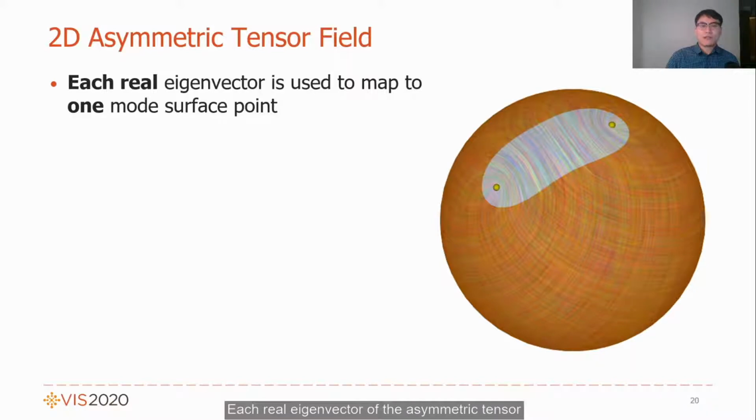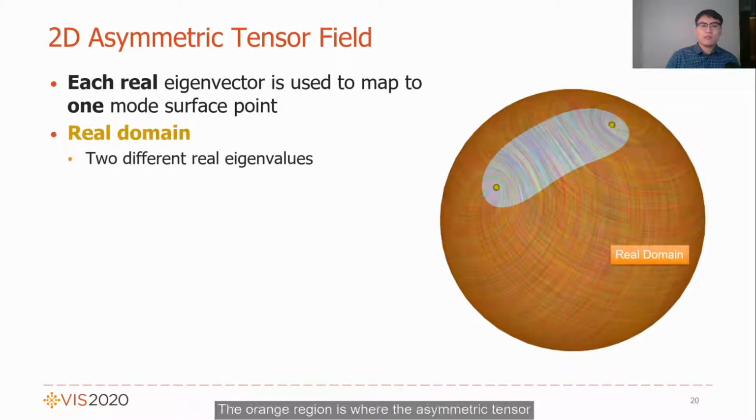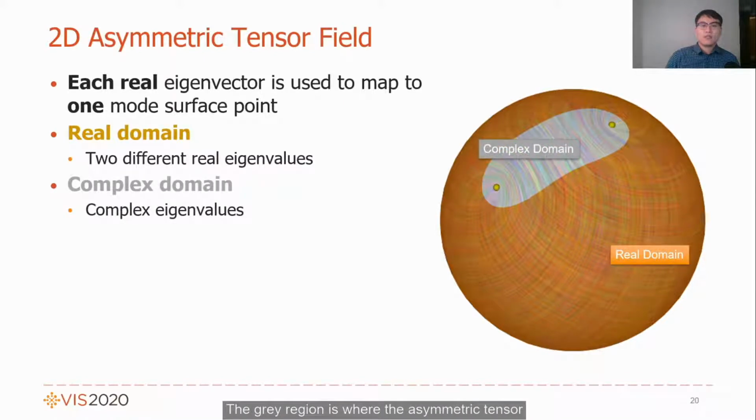Each real eigenvector of the asymmetric tensor is used to map the meeting eigenvector to one mode surface point. So we can classify the meeting eigenvector manifold into two regions based on the asymmetric tensor's eigenvalues. The orange region is where the asymmetric tensor has two real eigenvalues. We call this region the real domain. The gray region is where the asymmetric tensor has complex eigenvalues. We call this region the complex domain.